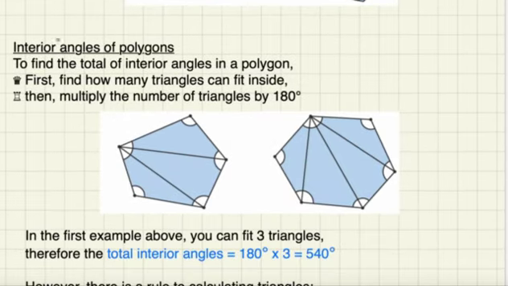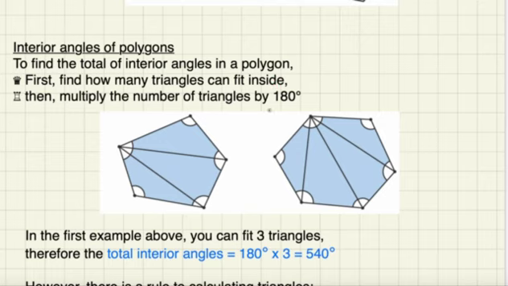Now geometry is all about angles, and so it doesn't take us long to get into what the angles are in a polygon. So this is a polygon here, and you can see that the angles are marked over here. So if you were to add up all of these angles, what would they come to? And that's what we're going to look at now. So to find the total number of interior angles in a polygon, the first thing to do is find out how many triangles can fit inside.